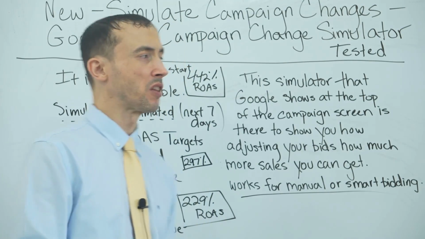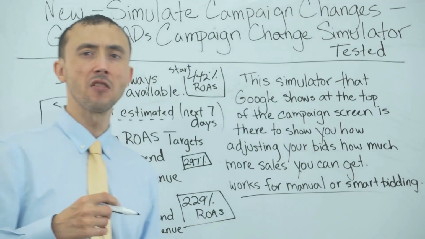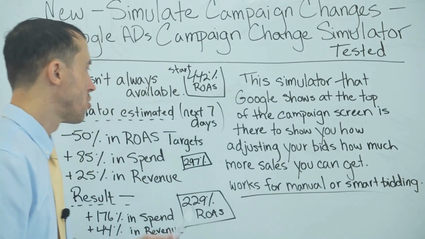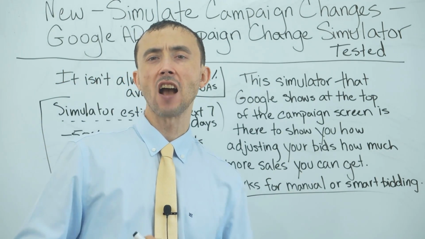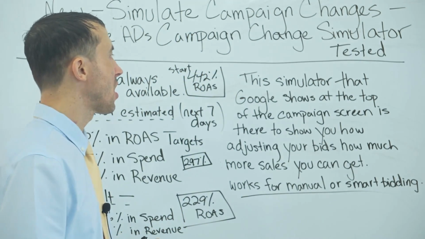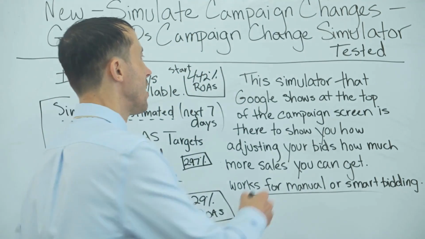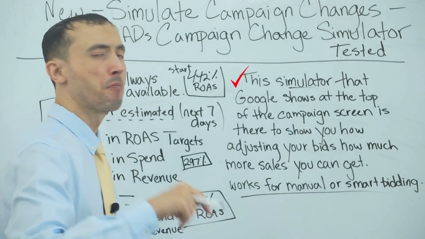I'm going to go through what the details of those are, given I have an actual case study here that I'm going to cover in today's video so you understand what this will actually do for you and how close the numbers actually get. So with that said, the Simulate Campaign Changes feature on Google Ads is a simulator that Google shows at the top of the campaign screen.